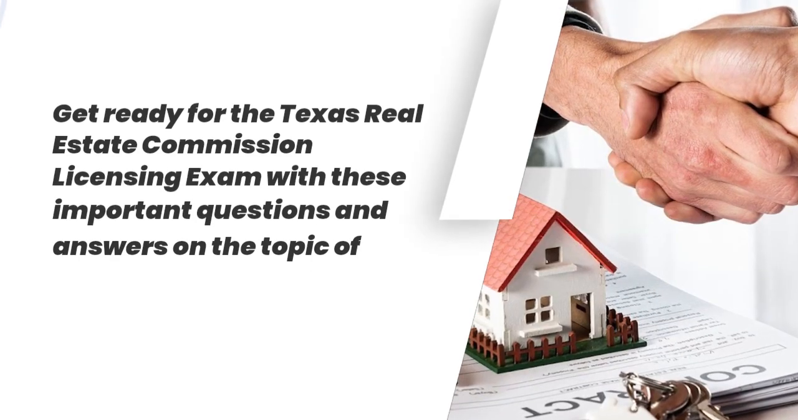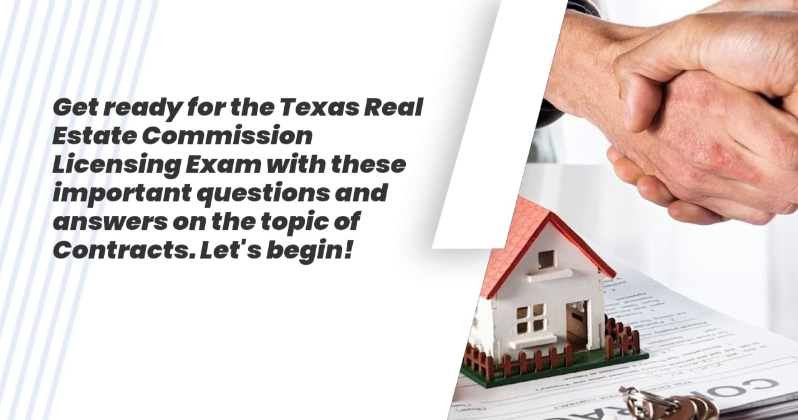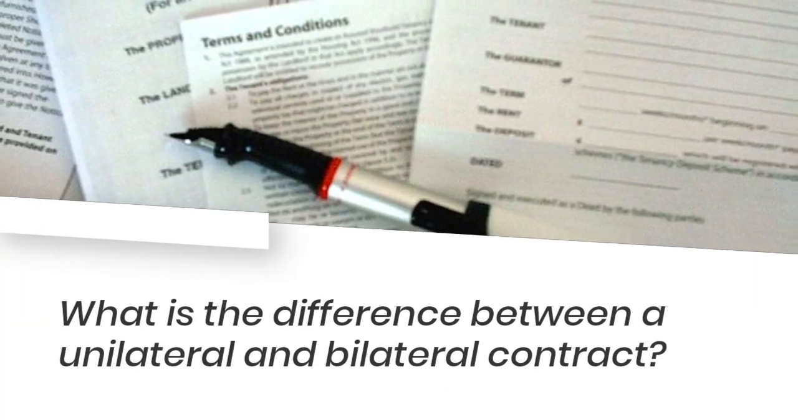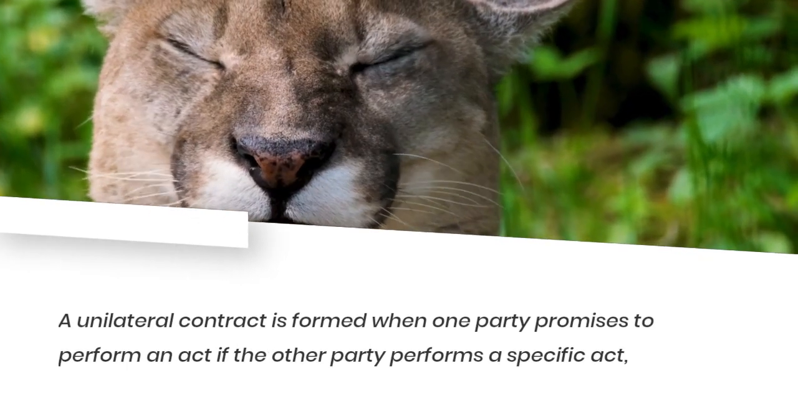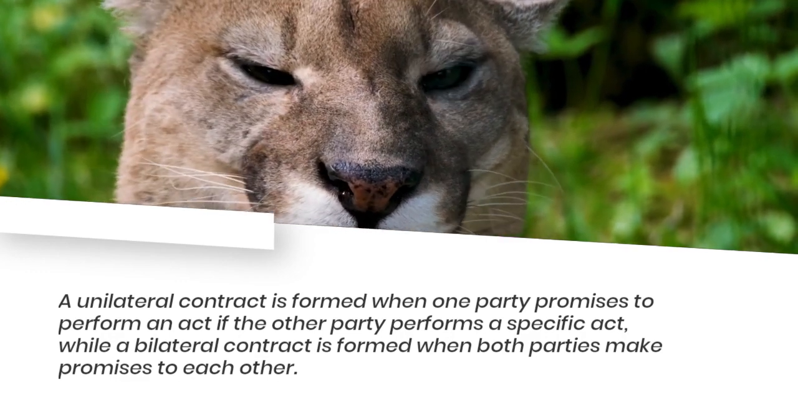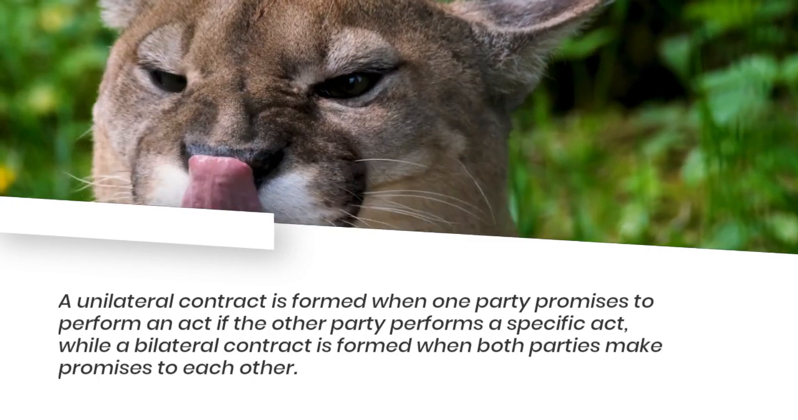Get ready for the Texas Real Estate Commission licensing exam with these important questions and answers on the topic of contracts. Let's begin. What is the difference between a unilateral and bilateral contract? A unilateral contract is formed when one party promises to perform an act if the other party performs a specific act, while a bilateral contract is formed when both parties make promises to each other.